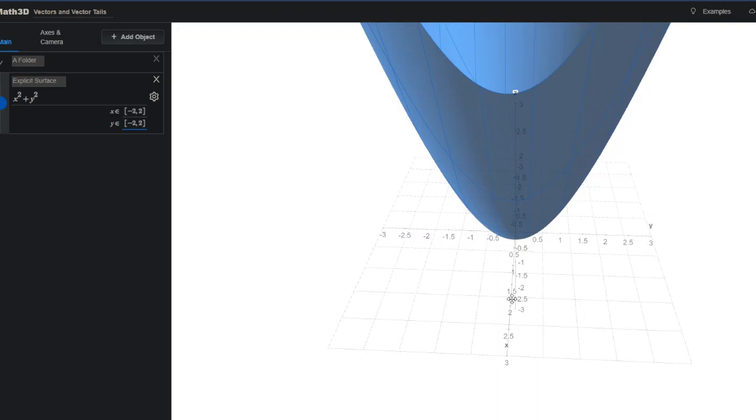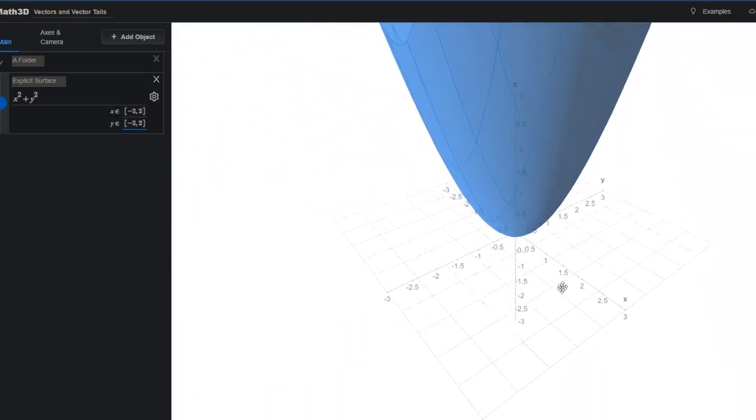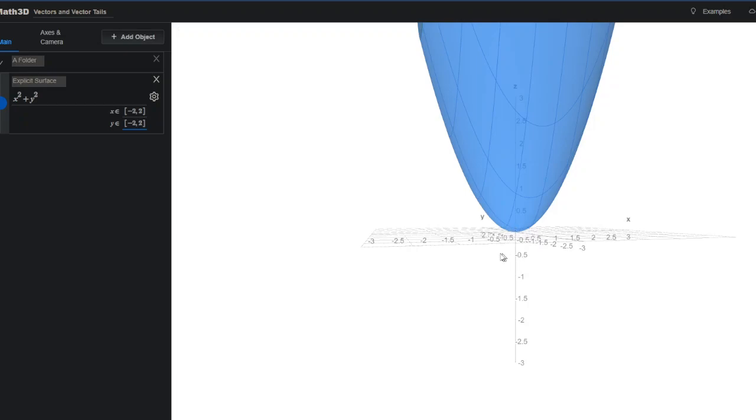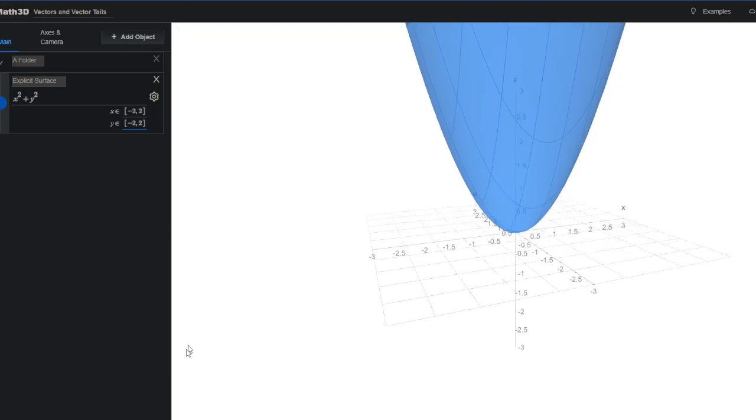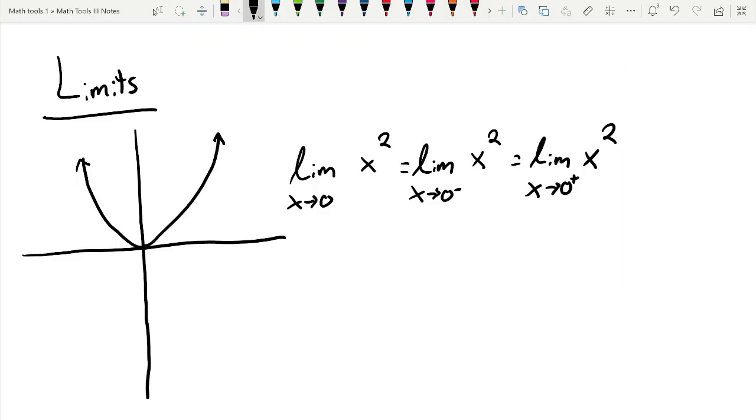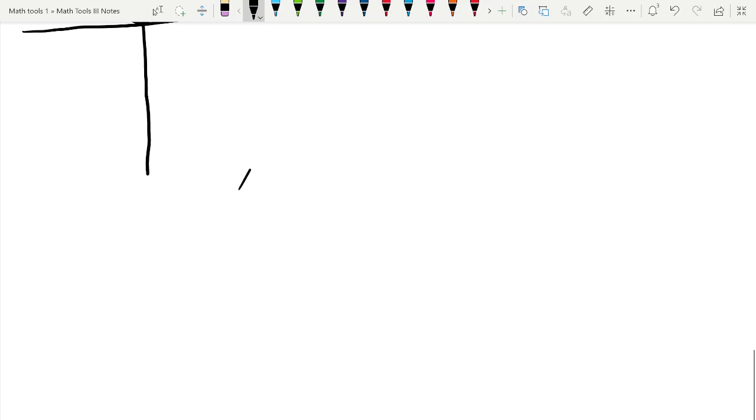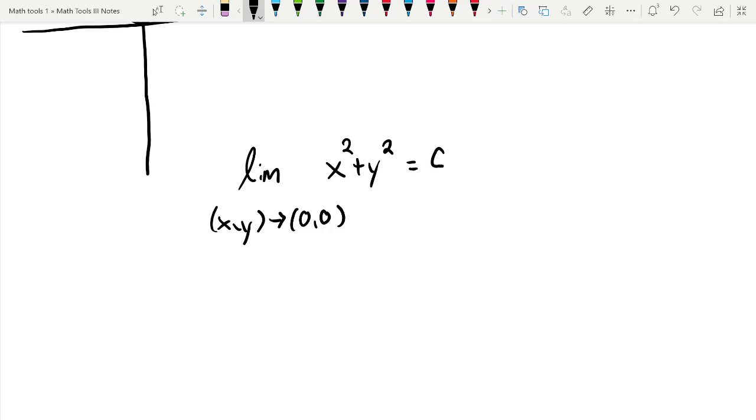Now, thankfully, in the case of a well-behaved function like this, it's pretty easy to see graphically that the limit as it approaches the origin is going to be 0, right? So the way we would write this, by the way, since we can see what it is graphically, is we'd say the limit as xy approaches 0, 0 of x squared plus y squared is equal to 0. Okay, and we can do direct substitution for these well-behaved functions, so things like polynomials or linear functions or whatever.